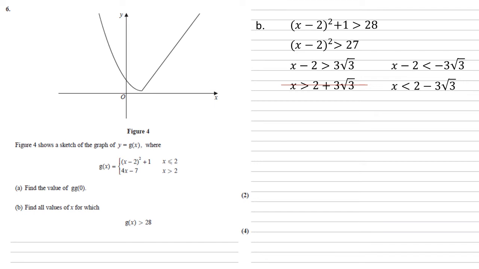We're now going to look at the bottom part of our function, 4x minus 7. Again, we're going to set this larger than 28. So 4x is larger than 35. x is larger than 35 over 4. Again, comparing it to our function, x has to be larger than 2. 35 over 4 is larger than 2, so that is fine. So our values of x are smaller than 2 minus 3 root 3, or larger than 35 over 4.